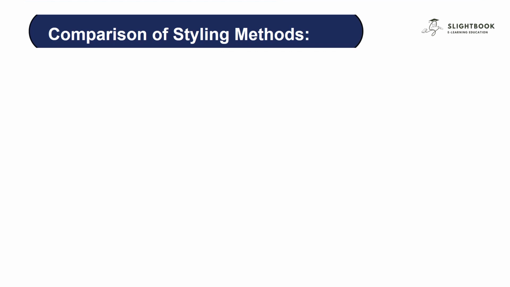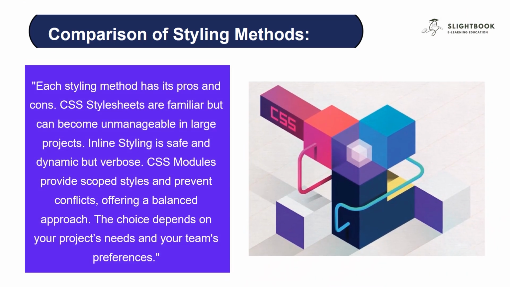Comparison of styling methods. Each styling method has its pros and cons. CSS style sheets are familiar but can become unmanageable in large projects. Inline styling is safe and dynamic, but verbose. CSS modules provide scoped styles and prevent conflicts, offering a balanced approach. The choice depends on your project's needs and your team's preferences.